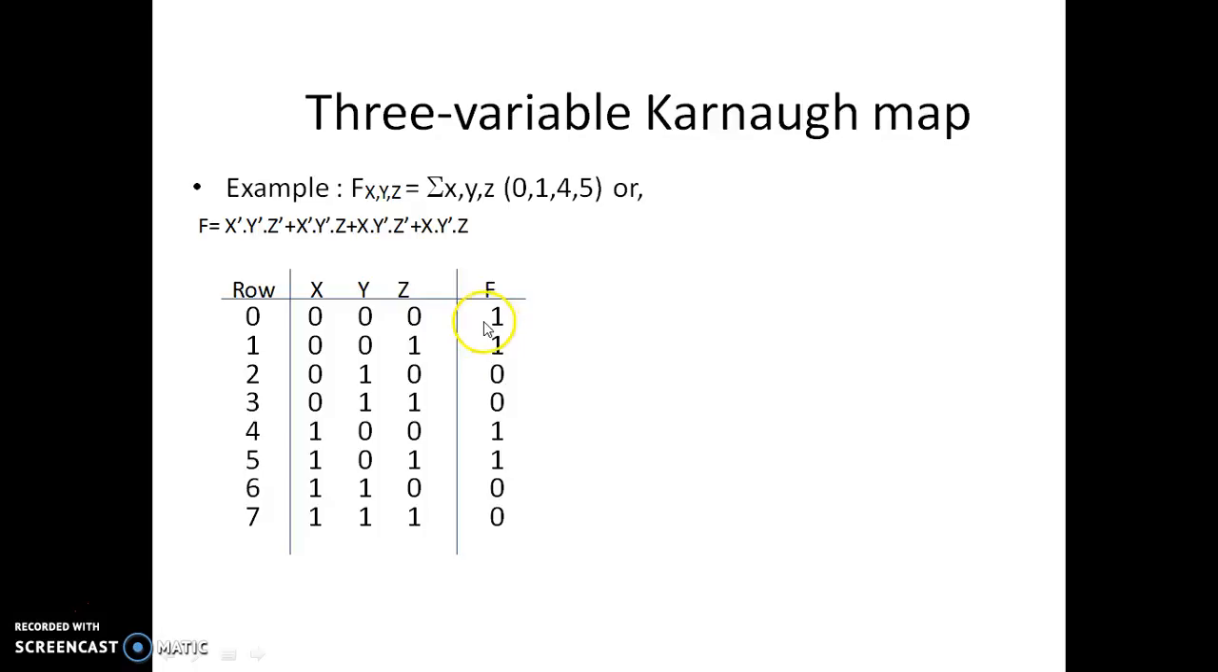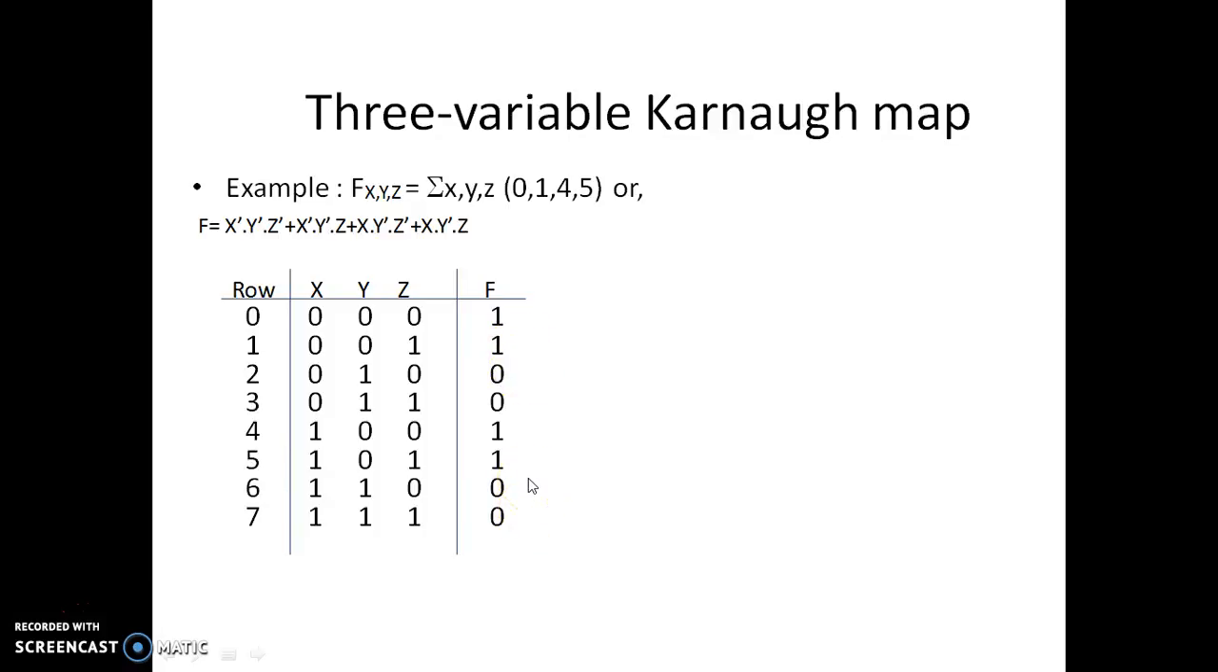At the 0th row, 1 will be produced. Then at the 1st row, 1 will be produced. At the 4th row, 1 will be produced, and at the 5th row, 1 will be produced. So these 4 ones are going to be produced from the given condition.